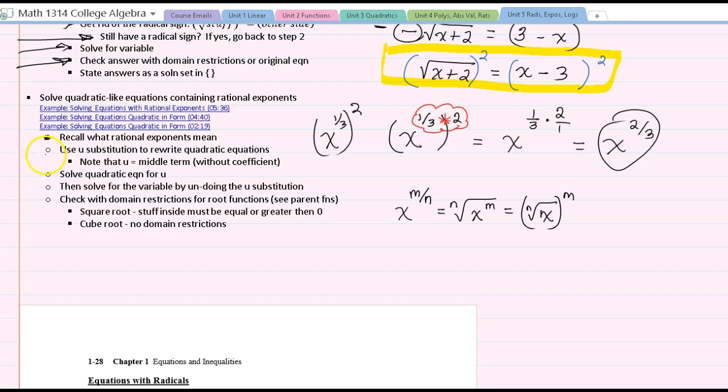So you can see that we have talked about the u substitution, and more importantly, we have talked about making sure that we check with the domain restrictions. But if it's a square root is where we have our issue. Cube root, there are no domain restrictions. And that concludes this video.